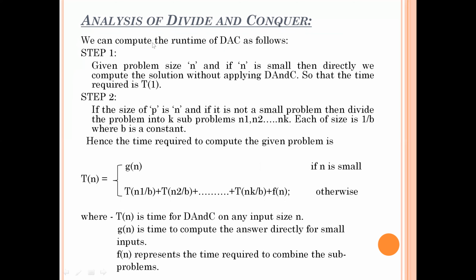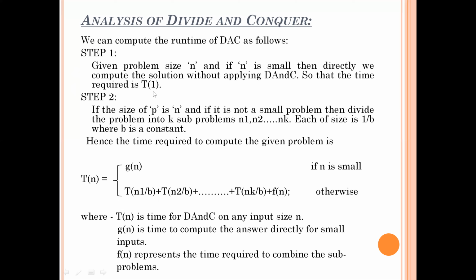So now we will see how to analyze the divide and conquer algorithm. For analyzing the divide and conquer algorithm, mainly we have two steps. First of all, suppose the problem size is n, and if n is small, then directly we can get the solution for our problem, that is, without applying the D and C algorithm. So that we will assume as some T of 1.